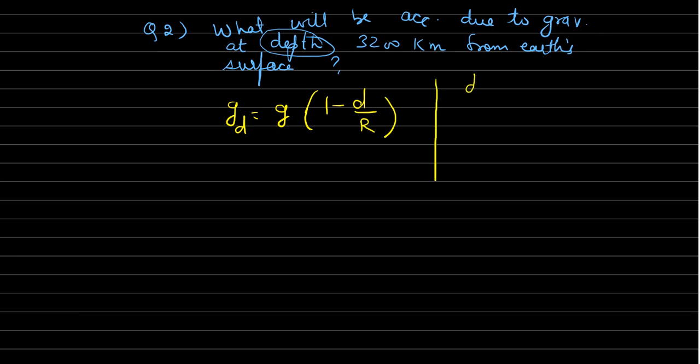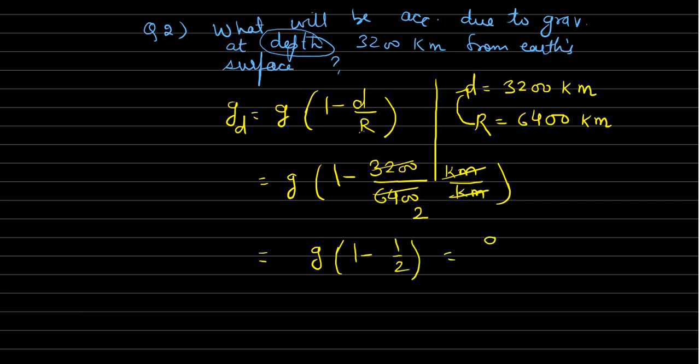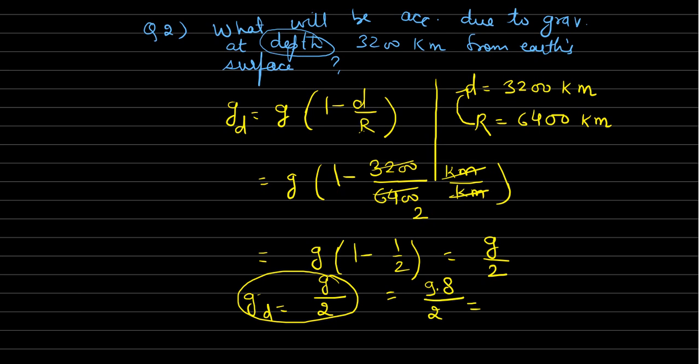So in the given data, depth is equal to 3200 kilometer, and as usual the radius of Earth is 6400 kilometer. This means we can see depth is significant compared to the radius. So putting the values, g(1 minus 3200 divided by 6400). No need to convert the units because this is a ratio, both are in kilometer, so they will cancel. Now this gives 2, so the answer is g(1 minus half), so it is g by 2. So the answer for gd is g by 2. If we take the surface of Earth value as 9.8, gd will be 4.9 meter per second square.